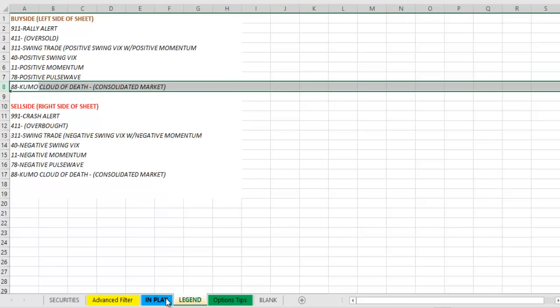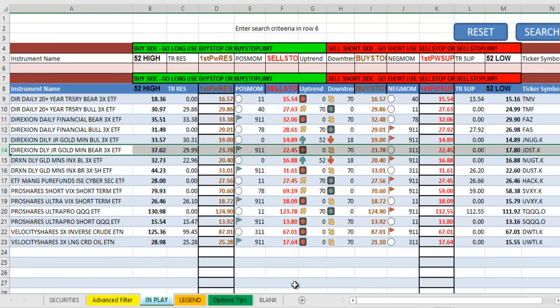When we go back and look at the inplay tab, which is the tab that I primarily use, which is the securities that I focus on a day-to-day basis, and I'm constantly trading in and out of these. The primary setups that you are mainly looking for in an ideal market environment, which there is no such thing, would be, we'll use JDST as an example.